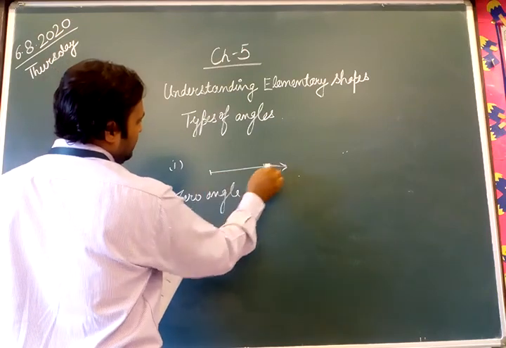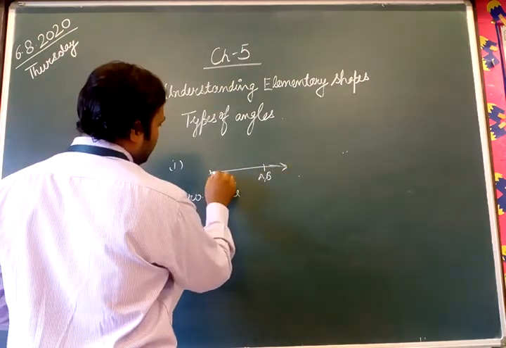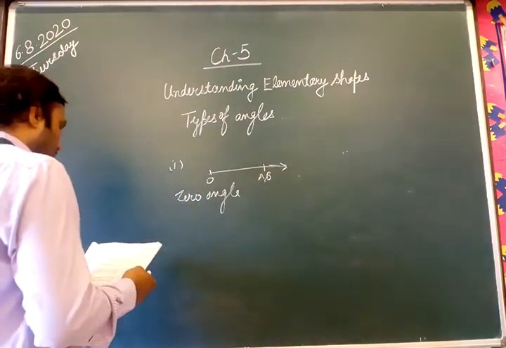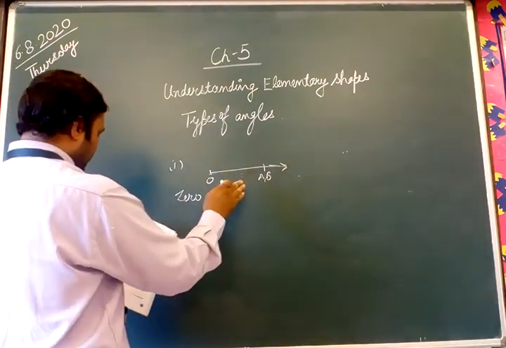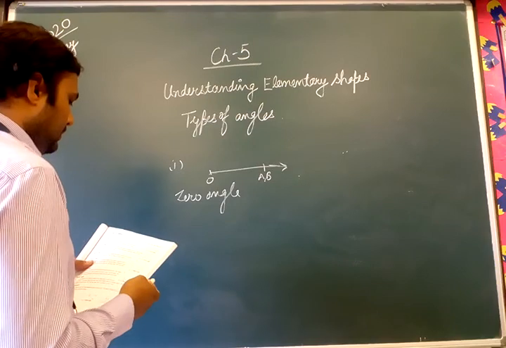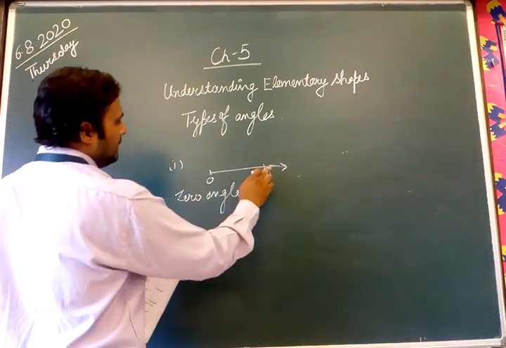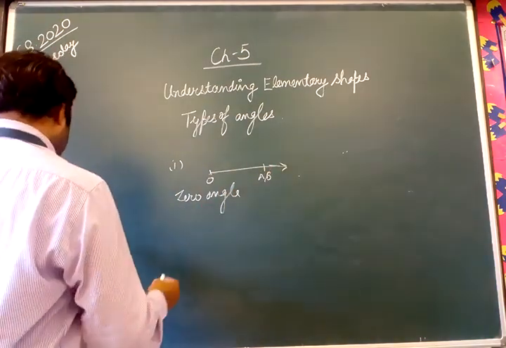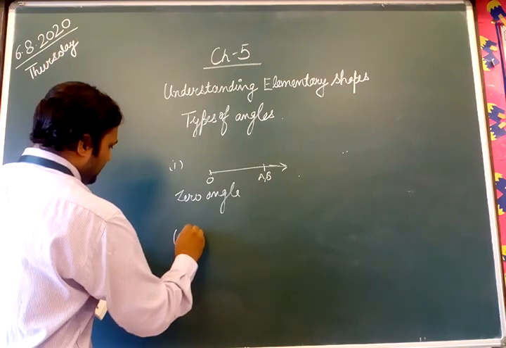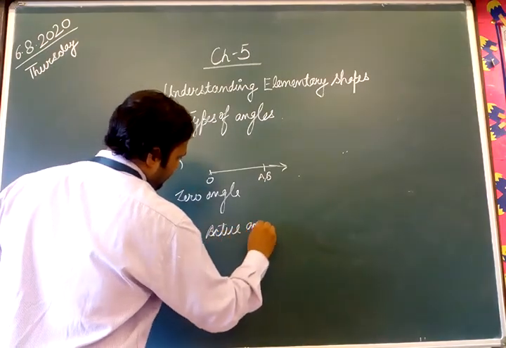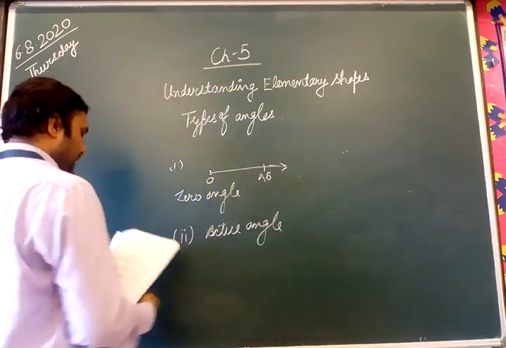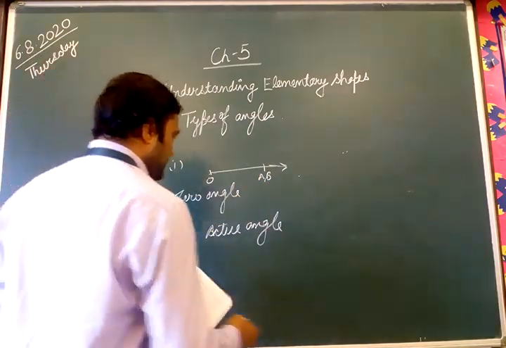So AB is there on this portion. OB is the initial position and OB overlaps on AB. So this is the zero angle. Second is the acute angle. In this, no angle will form. Acute angle is there.